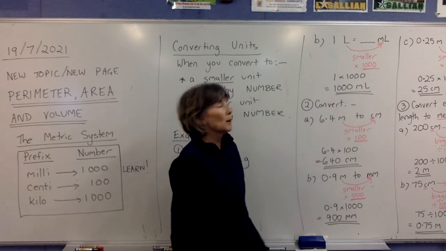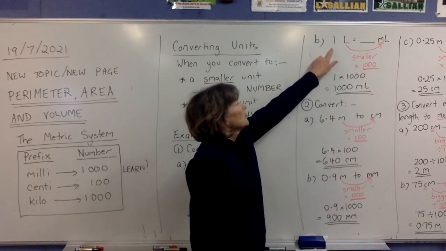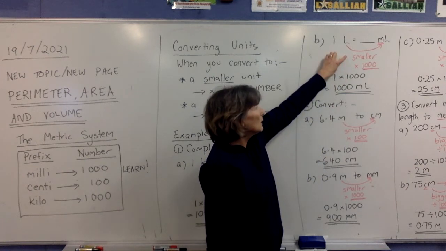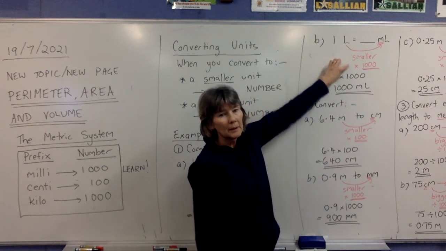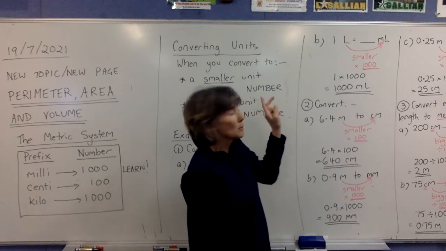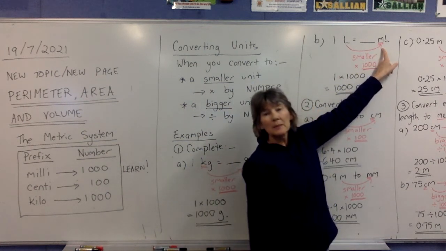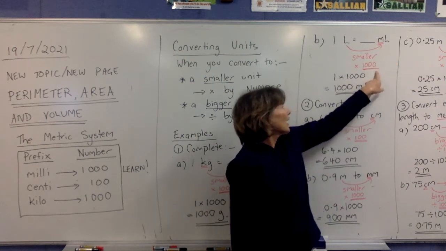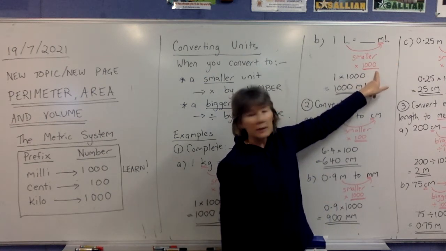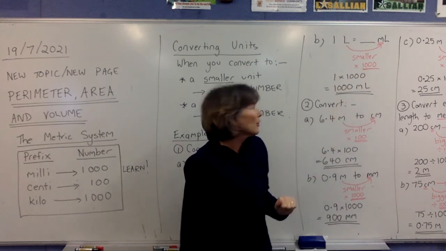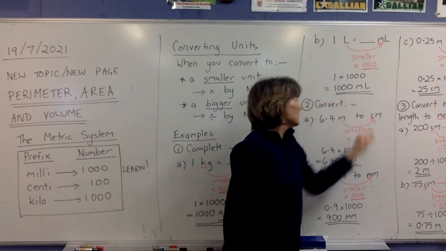Okay, looking at the next one. We're going to be converting from litres to milliliters. Milliliters are smaller, so we're going to be multiplying. Now go looking for your prefix. It's the one with the 2 letters. There it is. That little m is milli, and milli is 1000. So we're going to be timesing by 1000. So we're going to do 1 times 1000 on your calculator, and you get 1000 milliliters.